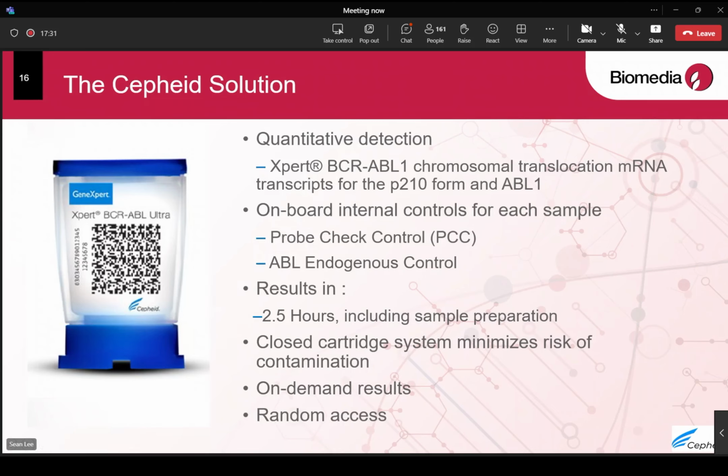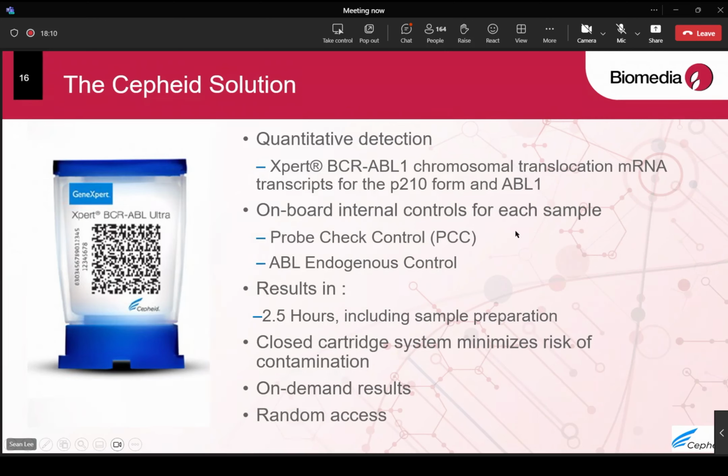Today I'm going to focus on the GeneXpert Xpert BCR-ABL Ultra test. This test has been introduced to several sites in Malaysia. Several hospitals have been using this test for treatment monitoring. Xpert BCR-ABL Ultra is a quantitative detection, so basically it can give you a value. It looks at the chromosomal translocation mRNA transcript for the P210 form and ABL1.